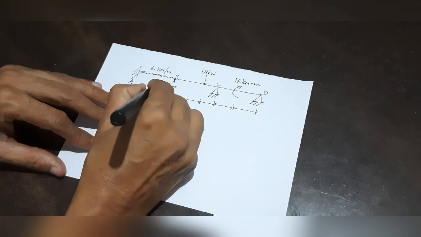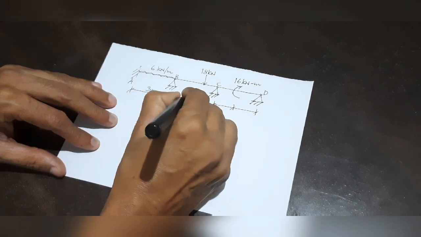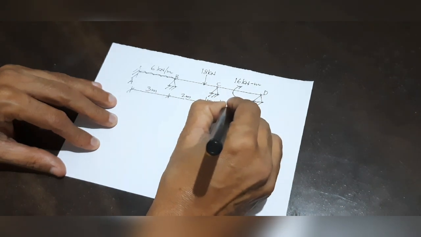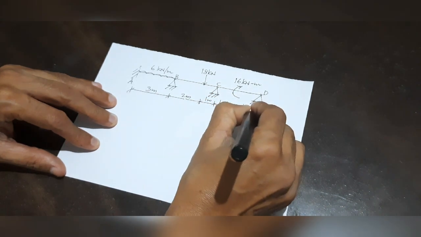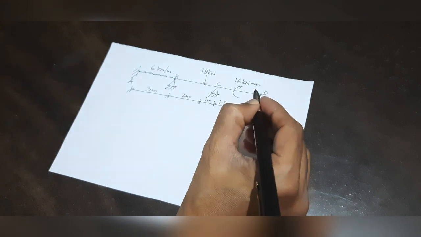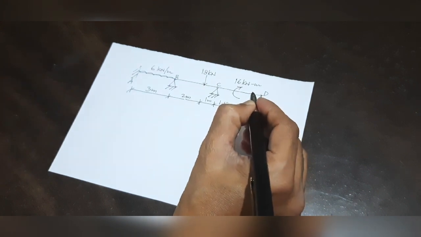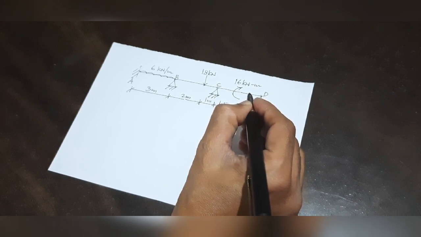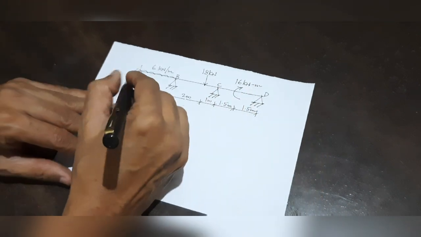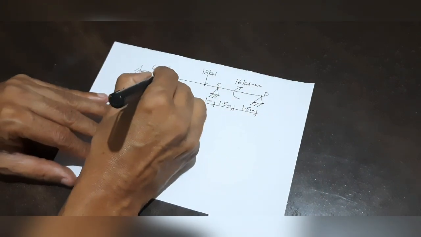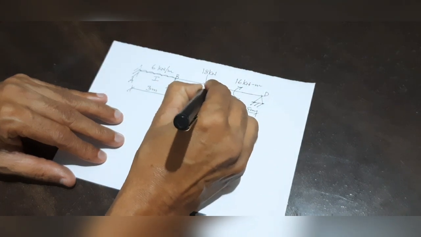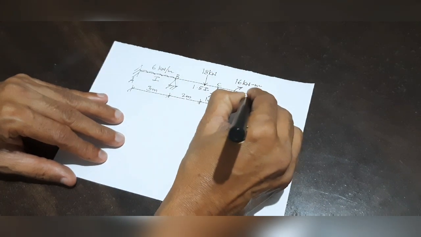Let us decide that the length of AB is 3 meters, length of BC is 2 meter and 1 meter, and length of CD is 1.5 meter and 1.5 meter. So these are the lengths. All the beams are of the same length, 3 meter, and let us consider that the moment of inertia for AB is I, for BC it is 1.5 I, and for CD, let us say it is 2I.